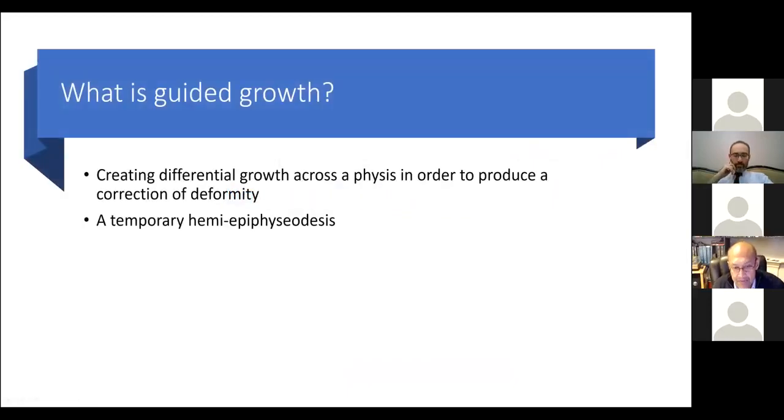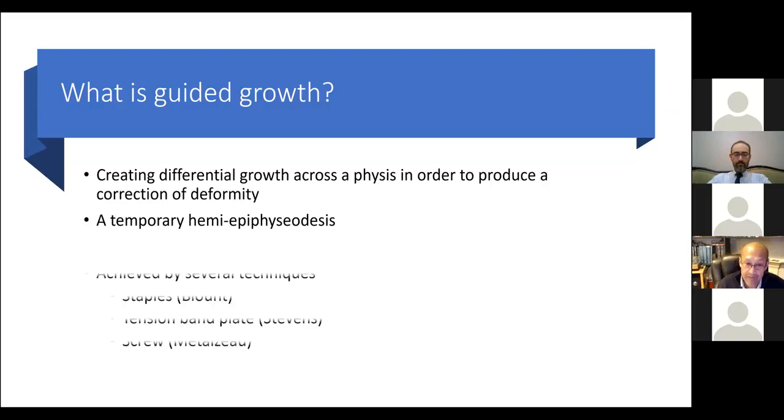So this method of treating deformity only works in those who are skeletally immature. It's important to remember that it works by creating a differential rate of growth across a physis. If one side of the physis is growing at a different rate from the opposite side, you create, in effect, an alteration in shape as the physis adds to the length of the bone, and that in turn can correct a deformity. Another term that people use is hemiepiphysiodesis.